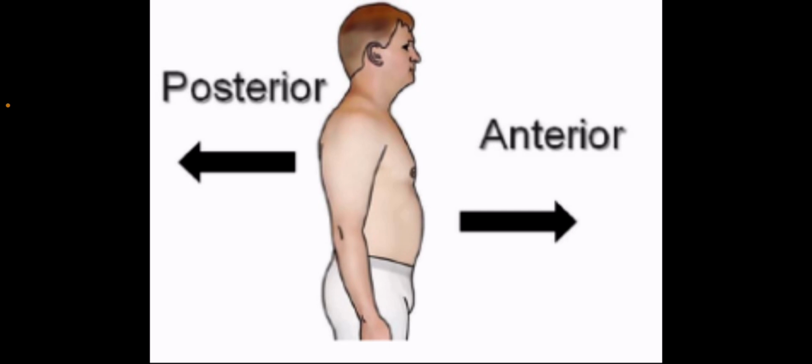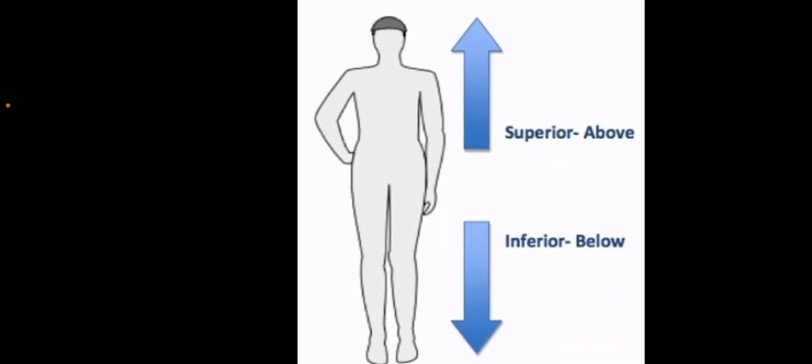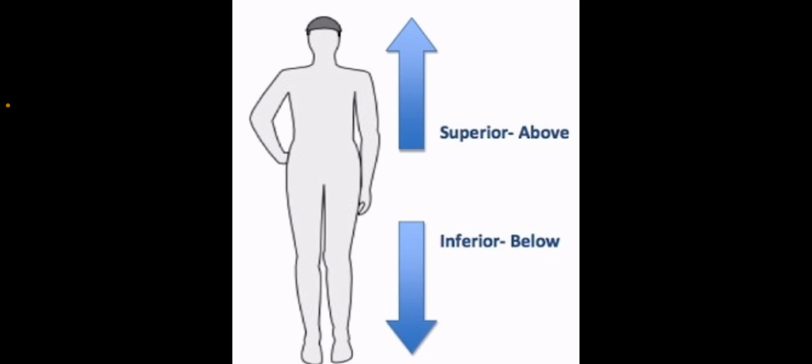Our next example is superior versus inferior. So superior means above, to be above, higher than, to be just more up. That's what superior stands for. So an example of that is the head is superior to the shoulders, while inferior means to be below, to be under, to be less. An example of that is the knees are inferior to the hips.